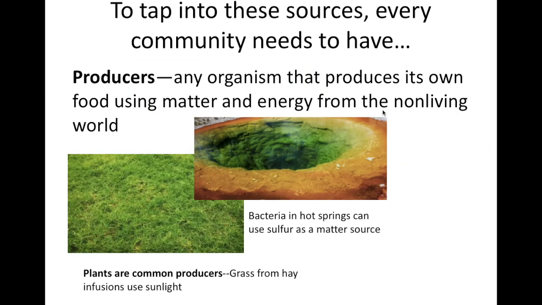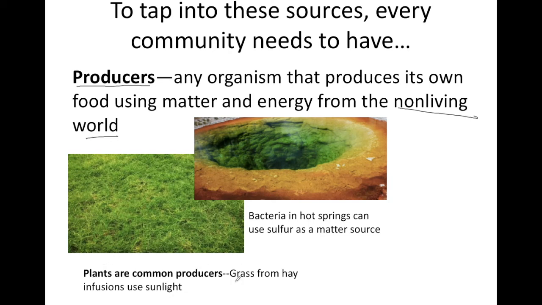So how do we tap into those abiotic sources? We need to have producers, and this is why they're called producers, because they are making their own matter and energy from the non-living world. If we have no producers, we would have no life. We wouldn't have any of these interactions. They're the bedrock. The most common producers we see in land-based ecosystems are plants.